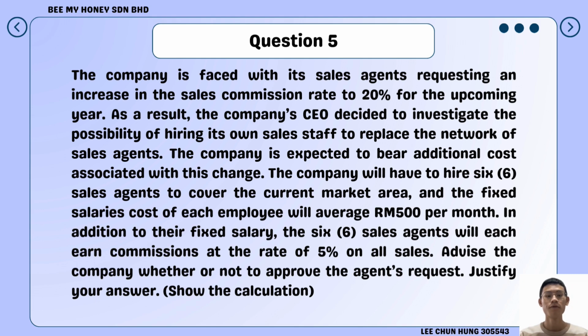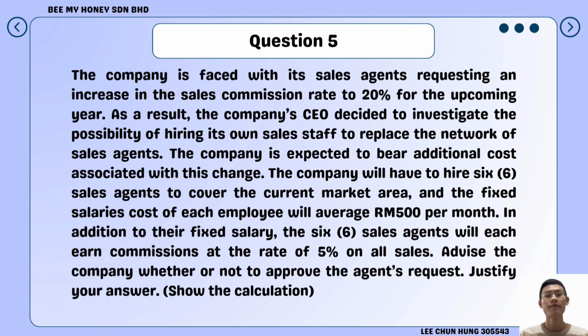Now I will discuss question 5. Based on question 5, the company is faced with its sales agent requesting an increase in the sales commission rate to 20% for the oncoming year. The company CEO decided to investigate the possibility of hiring its own sales staff to replace the network of sales agents. The company is expected to bear additional costs associated with this change. The company will have to hire 6 sales agents to cover the current market area, and the fixed salary cost of each employee will average 500 per month.